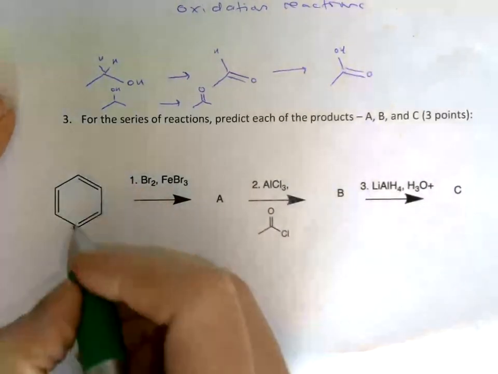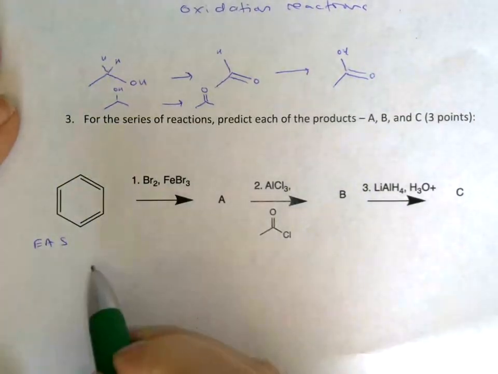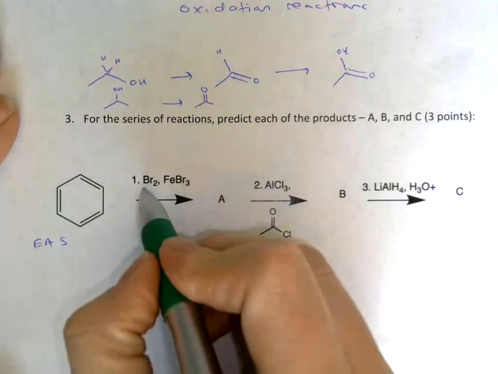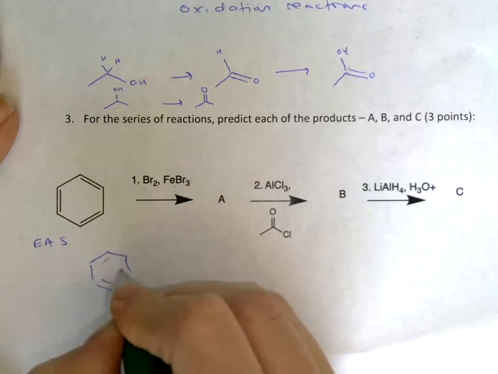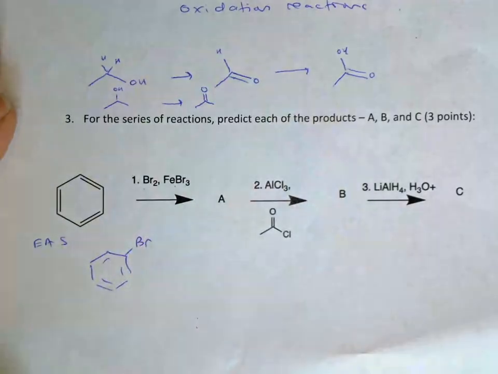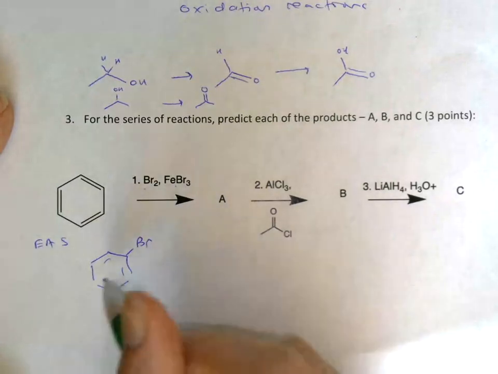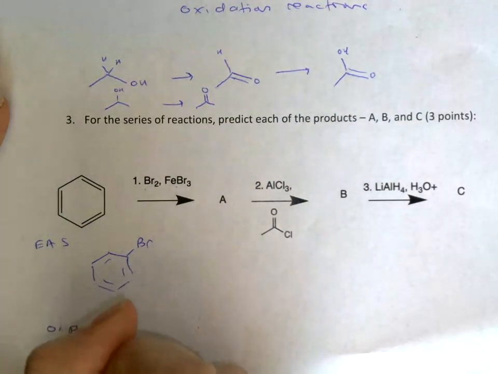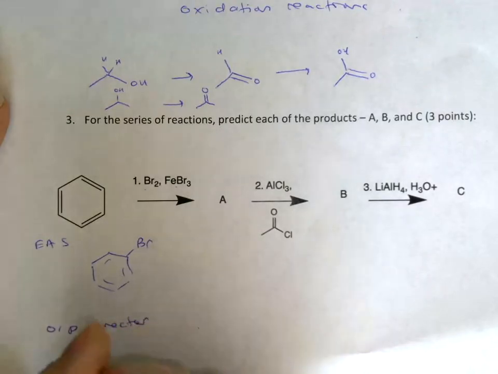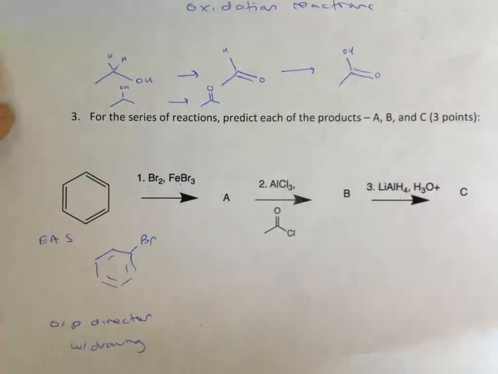When I see an aromatic ring, I automatically think electrophilic aromatic substitution. In electrophilic aromatic substitution, if we have a halogen and some kind of Lewis acid, it's going to add a bromine. It doesn't matter where the bromine adds because it'll be the same all the way around the ring. And bromine is an ortho-para director, even though it is slightly withdrawing. It's deactivating, but it still is an ortho-para director. It's one of the exceptions.